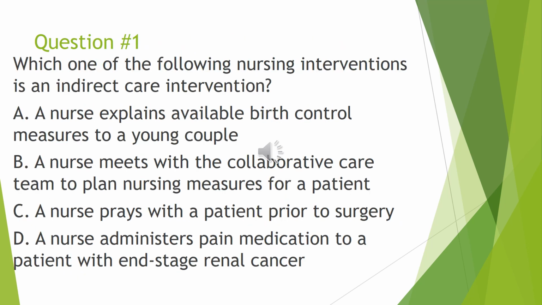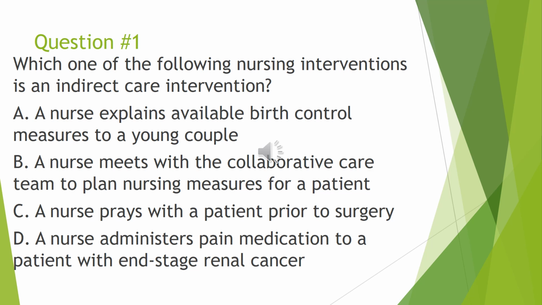Okay, so we have a question. Which of the following nursing interventions is an indirect care intervention? A, a nurse explains available birth control measures to a young couple. B, a nurse meets with a collaborative care team to plan nursing measures for a patient. C, a nurse prays with a patient prior to surgery. D, a nurse administers pain medication to a patient with end-stage renal cancer. All right, so let's think about what indirect care intervention is.